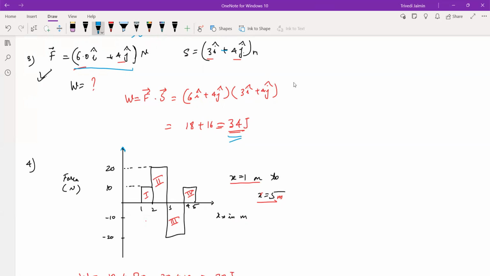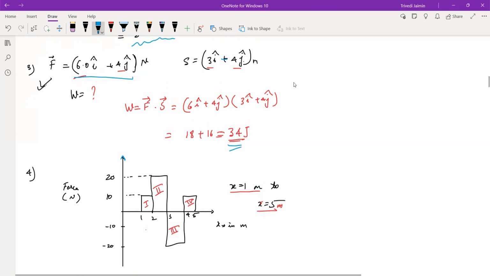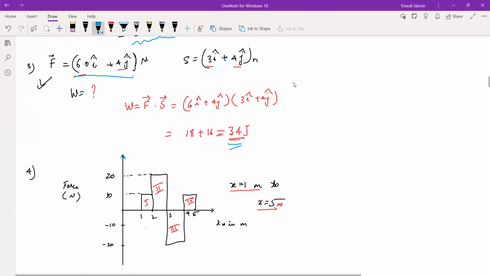This is some basic question first. Then we can go for some exam question. So what's the question here? It's moving from 1 to 5. Find the work done in moving from 1 to 5. So find out for the first, second, third, and fourth parts.